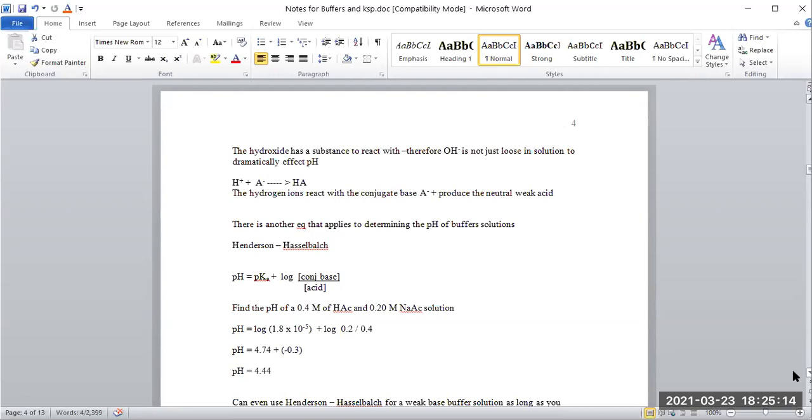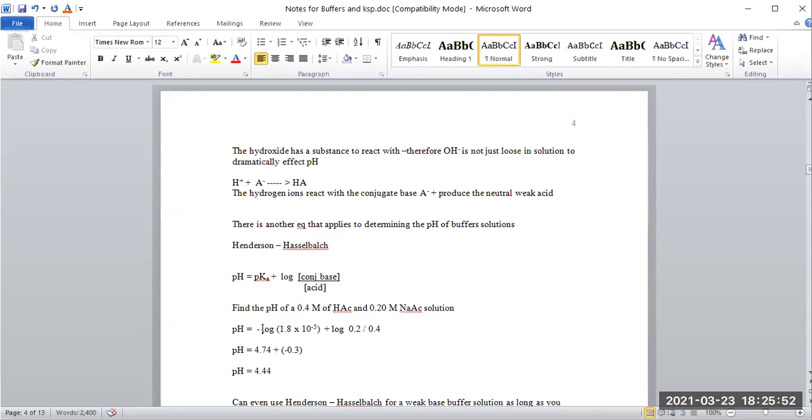If I've got 0.4 and 0.2, this goes all the way back to the very first example that I was doing. You can get the same answer, different methodology, but it still gives you the same results. I had 0.4 molar acetic acid and 0.2 molar sodium acetate. Oops, I just suddenly realized I have a negative sign missing. There's your negative sign. So negative log of 1.8 times 10 to the negative fifth, and then log of 0.2 over 0.4.